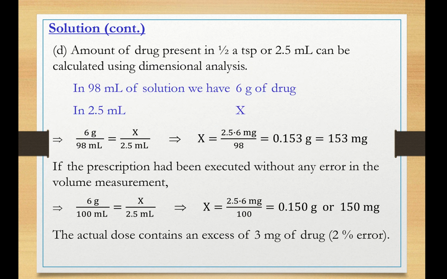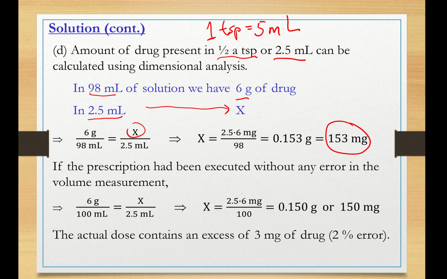Now, to calculate the amount of drug present in half a teaspoonful, 1 teaspoonful is basically 5 ml. Therefore, we have half a teaspoonful of 2.5 ml. Set up your ratio, 98 ml, we have 6 grams, 2.5 ml, how much? And X is equal to 153 milligrams. If you have measured the volume exactly to 100, the dose would be 150 milligrams. So you are overdosing your patient by 3 milligrams. I would say 2% error in this case is acceptable.